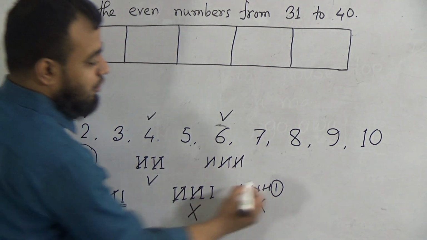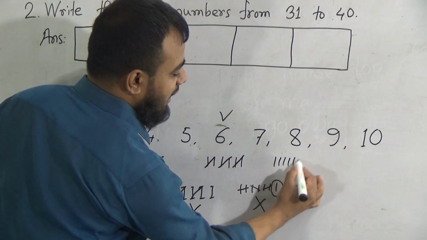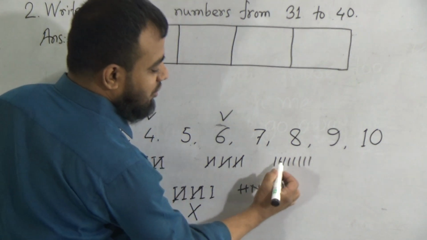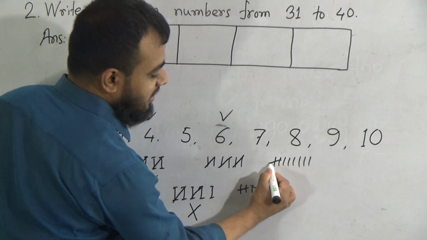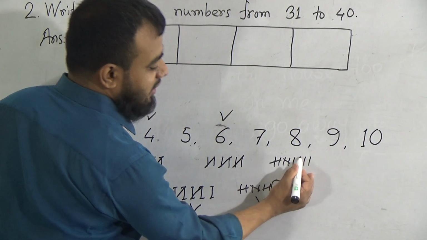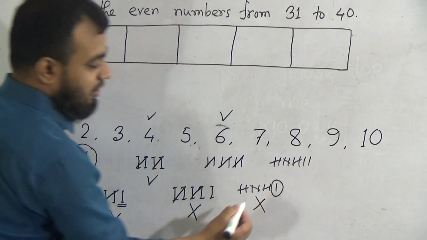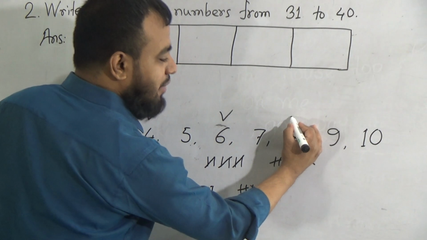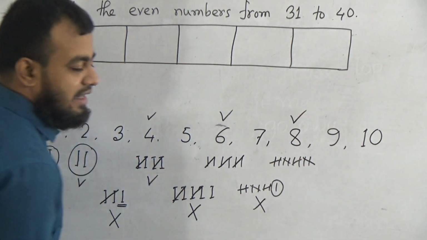After that we'll test 8. 1, 2, 3, 4, 5, 6, 7, 8. Look, can these sticks make pairs or not? These 2 sticks make a pair, these 2 sticks make a pair, the next 2 sticks also can make a pair, and the last 2 sticks also can make a pair. So 8 can make pairs. That is why 8 is an even number.